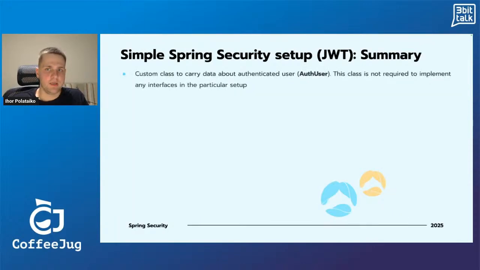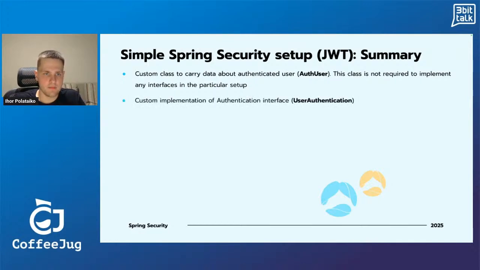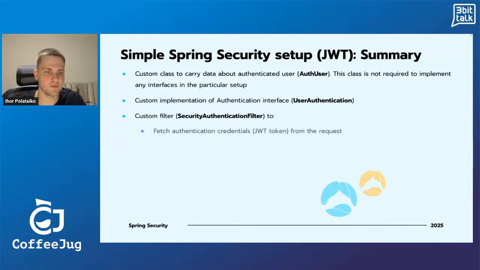Now moving on. What we've done throughout this setup: we created a custom class to carry data about the authenticated user. We called it AuthUser, and this class is not required to implement any interfaces in this particular setup. Then we did a custom implementation of the Authentication interface, which we called UserAuthentication. And we created a custom filter, which we called SecurityAuthenticationFilter, to fetch the authentication credentials from the JWT token, so actually the JWT token from the request.